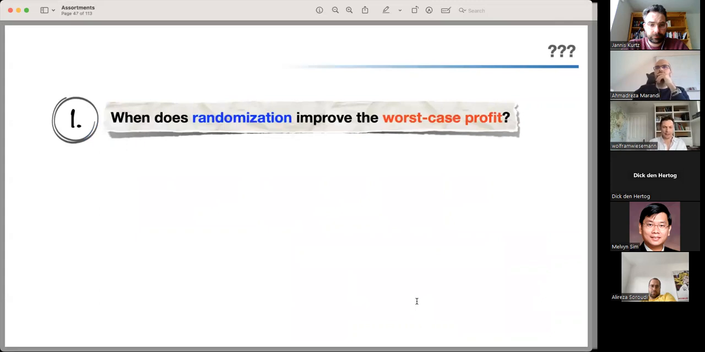All right, so I want to try to address 4 key questions in my talk. The first one is to better understand when randomization can help us to improve these robust expected profits, the worst case expected profits in the assortment optimization problem.